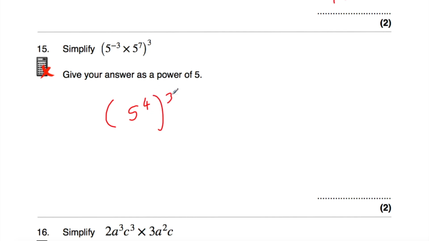Now we've got a power of a power. We multiply the two powers together. 4 times 3 is equal to 12. So the answer would be 5 to the power of 12. And that's it. And we've given our answer as a power of 5. That means we don't actually need to work it out. We just need to write it as 5 to the power of something.